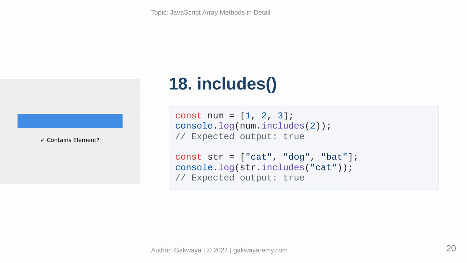includes checks if an array contains a specific element and returns true or false. It's a simpler alternative to indexOf, when you just need to check existence rather than position. This method is case-sensitive for strings and uses strict equality comparison for all types.